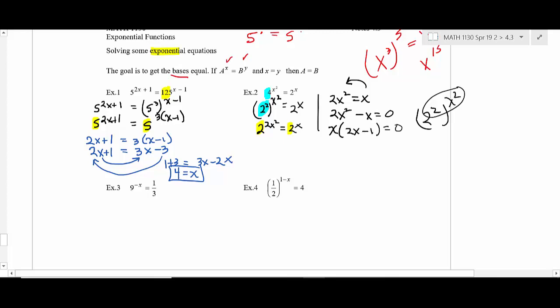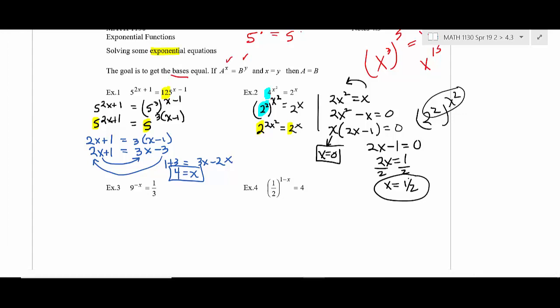Okay, then you got two answers. You can do that in your head if you want to. x equals 0 would be one answer of the problem. And then the other one, you would set 2x minus 1 equals 0, solve that equation, add 1 to both sides, divide by 2. So you'd have 2x equals 1, divide both sides by 2. So in this particular case, you get two answers, okay? Because it's quadratic when you set the exponents equal to each other.